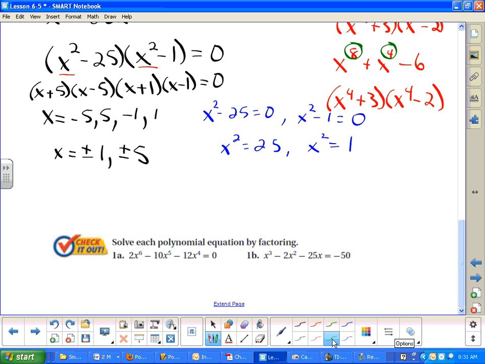Now here's the thing to remember. When I take the square root, so I'm solving an equation, you have to remember that it's a plus or a minus. It's not just positive, it's positive or negative, because negative 1 times negative 1 is 1, just like 1 times 1 is 1, or negative 5 times negative 5 is 25, just like 5 squared is 25.